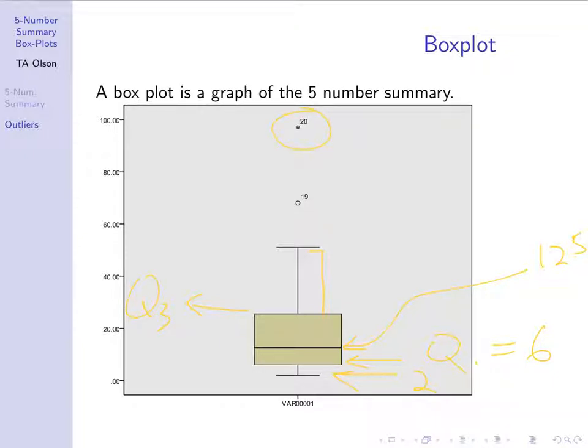This is data point 20. This is 97 years old. This is data point 19, which was 68 years old. And this here is the largest data point that is not an outlier. Okay, so in general, there's 25% of the data in here, there's 25% of the data in here, there's 25% of the data in here, and in principle, there's 25% in here if we include the outlier.